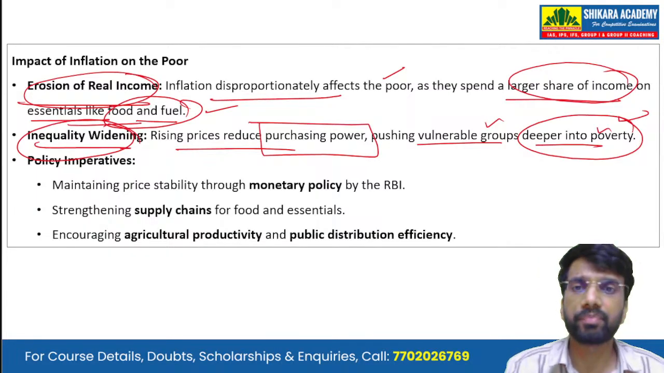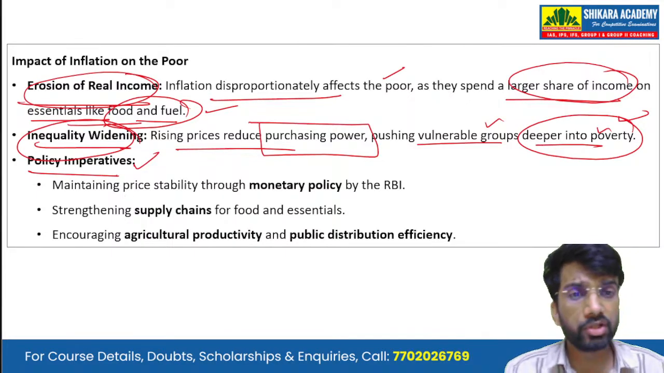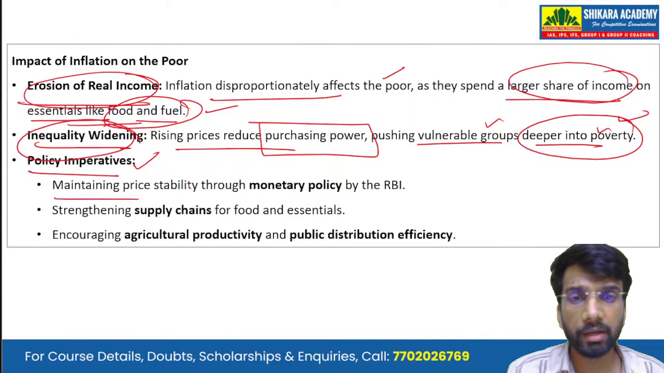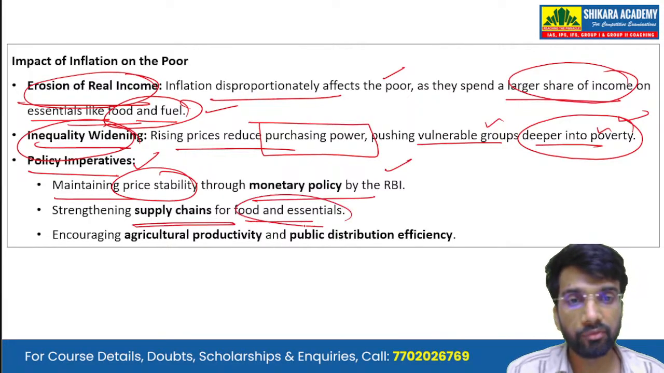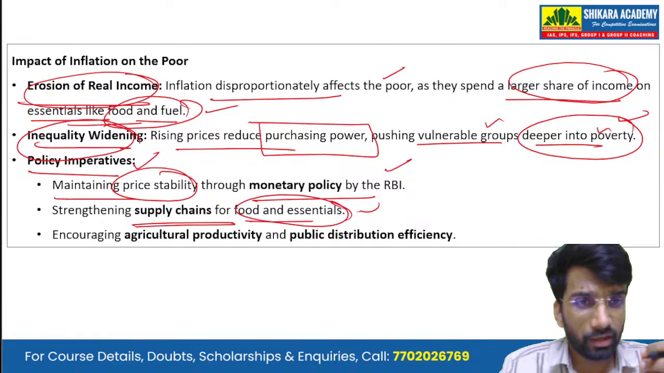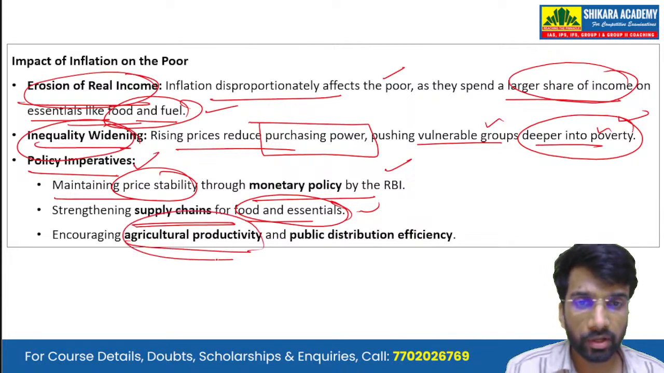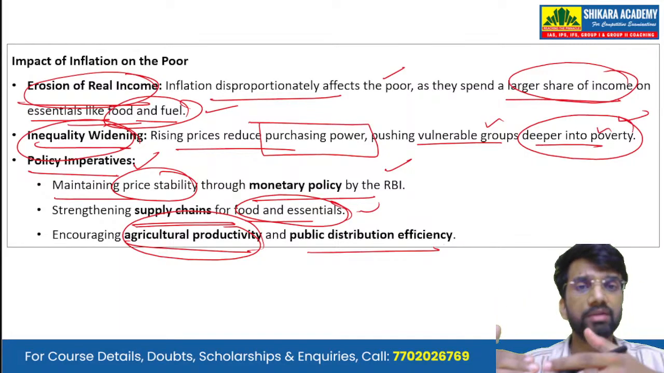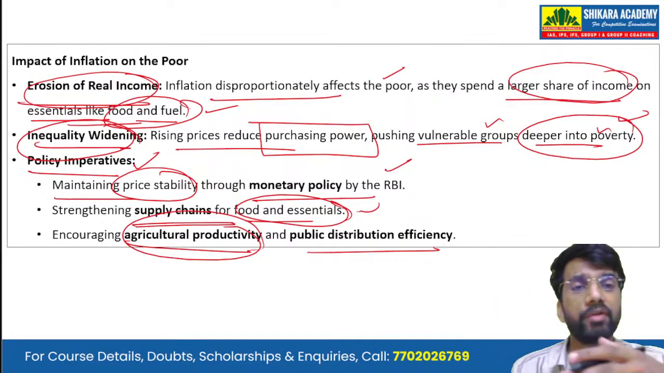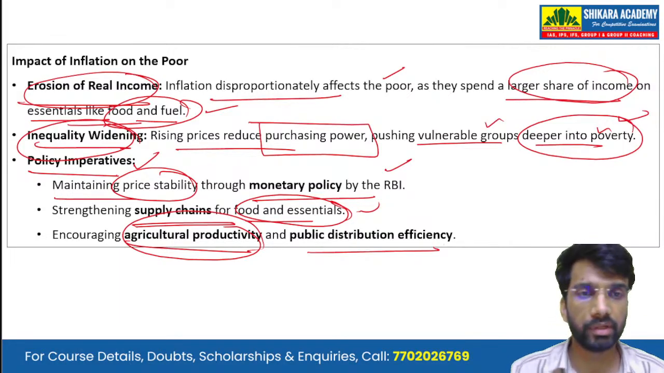So that's the first part. Then the policy imperatives. Okay, what the policy should aim at. Policy should aim at maintaining price stability through monetary policy by the RBI and strengthening supply chains for essentials like food and fuel. Then encouraging agricultural productivity and public distribution efficiency, increasing the agriculture productivity and ensuring that there is effective distribution of the agriculture produce that is in the market or that the government has procured.